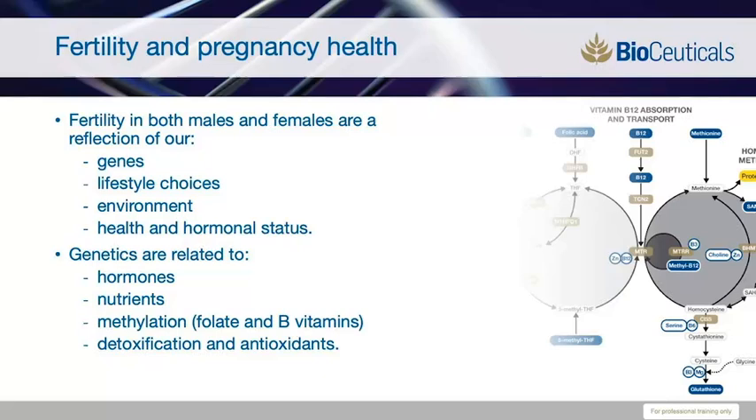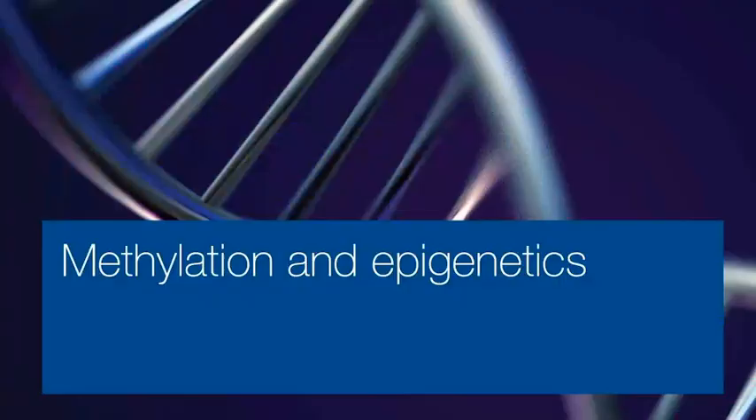Genetics are related to our hormones, our nutrients, and our methylation cycle, as well as our detoxification and antioxidant capacity. So we have genetic variations that influence all of these. So you've already had a lecture on methylation. We spoke a lot about folate, but what I didn't do was spend much time on epigenetics. And the reason why I didn't spend much time on epigenetics is because I wanted to address that here. So methylation is one of the main epigenetic marks that's involved in turning genes off and on.